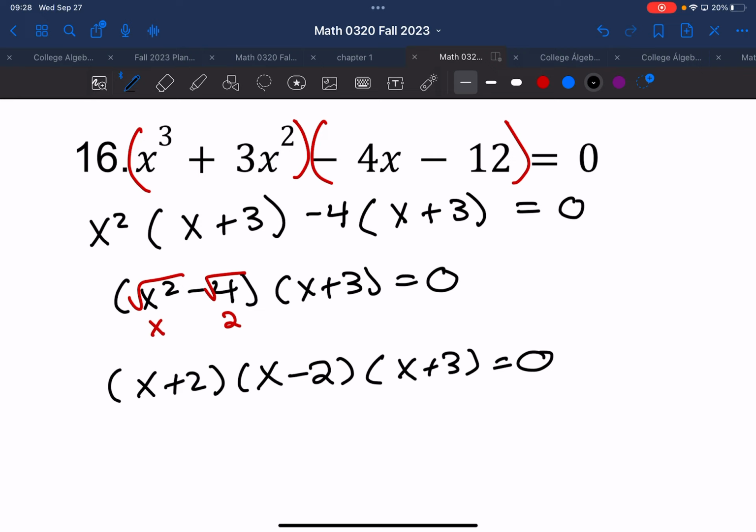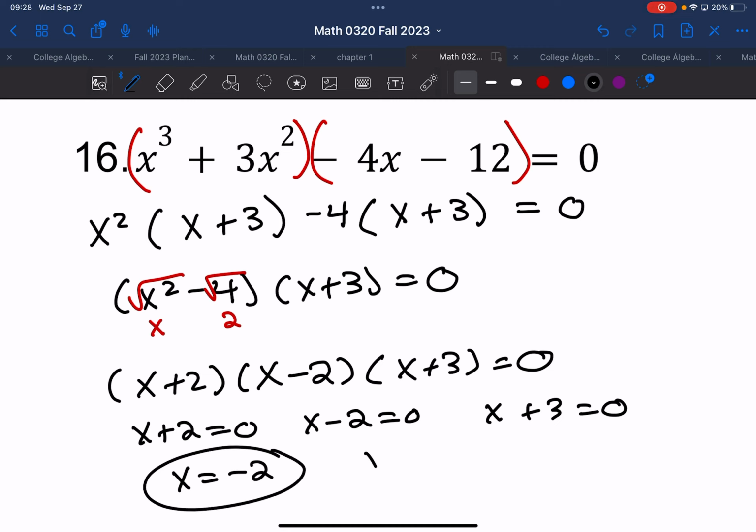Once I have this completely factored, I set each term equal to 0. So I have x plus 2 equals 0, x minus 2 equals 0, and x plus 3 equals 0. And solving each equation for x, you should have got x is equal to negative 2, x is equal to positive 2, and x is equal to negative 3.